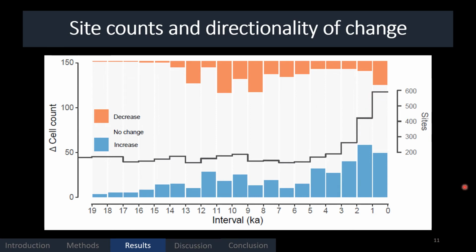So this is a way to visualize perhaps at least the extent of bison abundance changes. So more blue bars, larger blue bars would mean that the extent of bison site increases is larger, and red bars correspond to decreases. So we have decreases at their height in the early Holocene, and we have increases at their heights during the late Holocene.